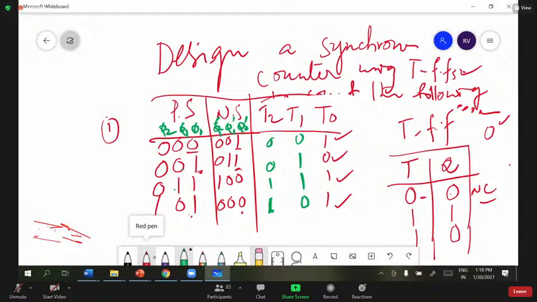Okay. Using K-map, you can write the expressions in terms of Q naught, and so on. So you can easily write them. Suppose 1 is there, you can simplify this. Using K-map, you have to write the expressions for T naught, T1, T2 in terms of this.